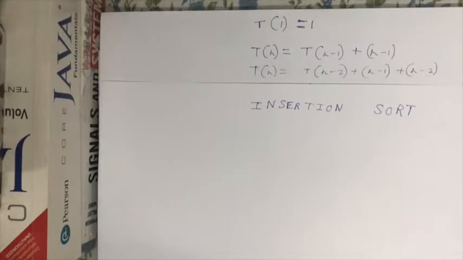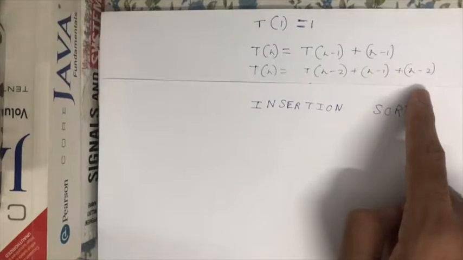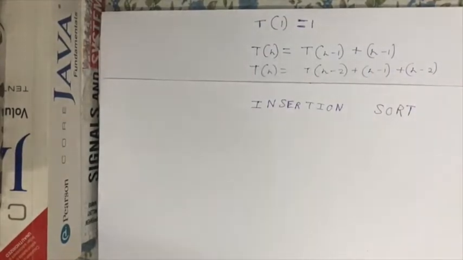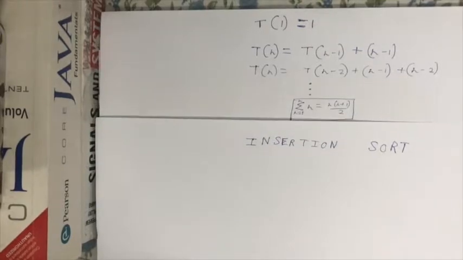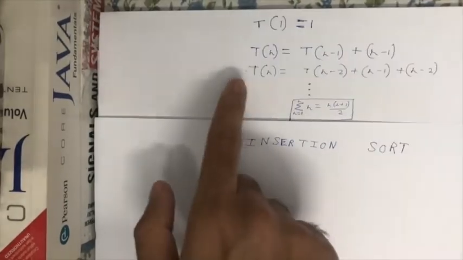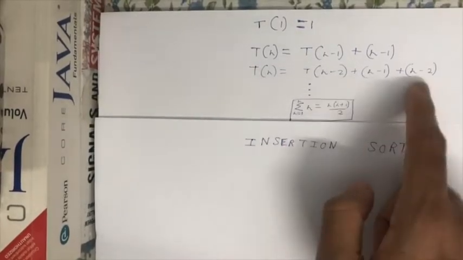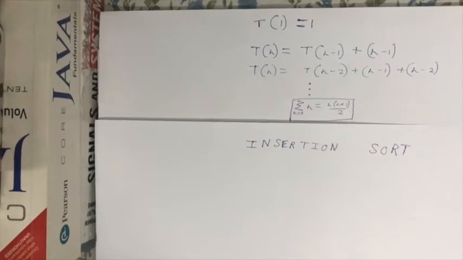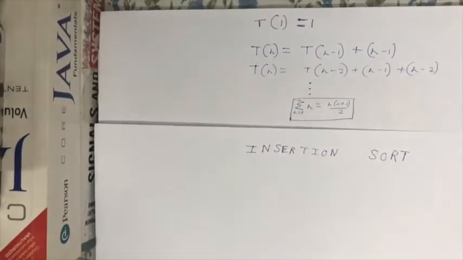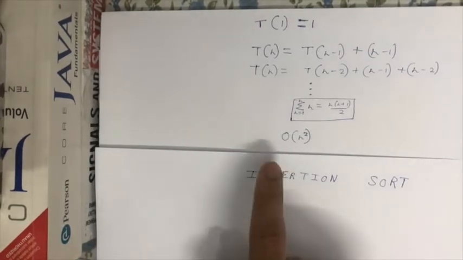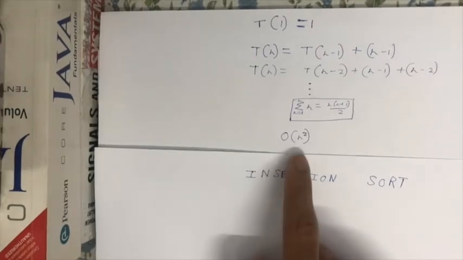From this we figure out that T of n is equal to T of n minus 2 plus n minus 1 plus n minus 2. This is basically solving the recurrence relation. Now we can observe that the recurrence relation is solved by finding T of n to be of the order of the summation of n. Because the summation of n is equal to n into n plus 1 by 2, we figure out that T of n is the order of n square. So the time complexity of insertion sort is of the order of n square.